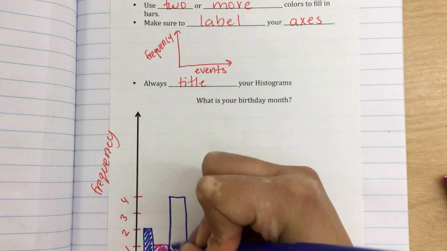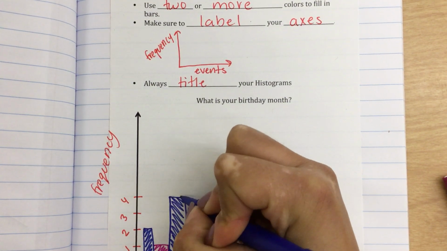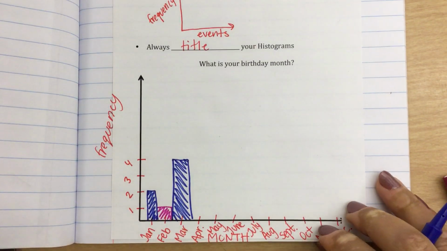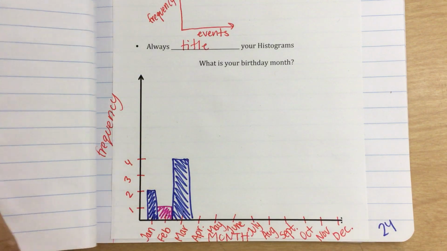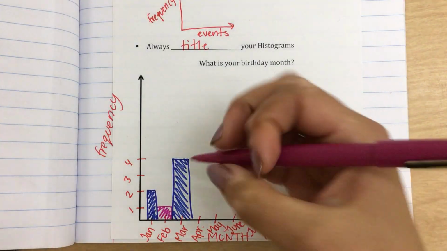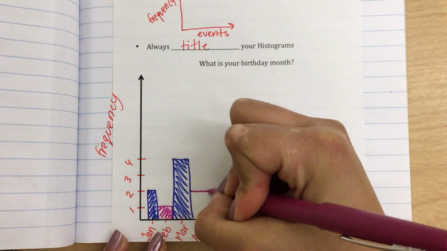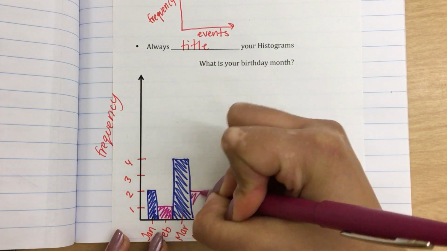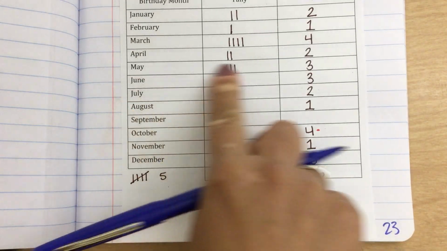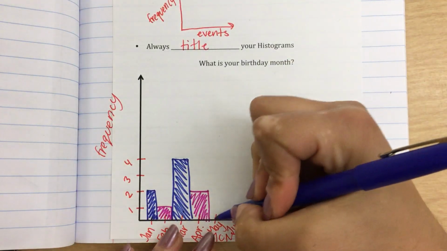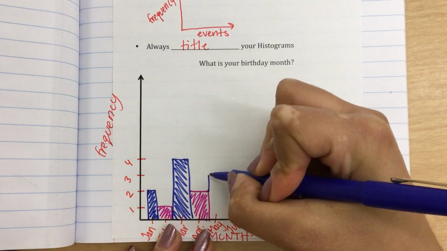March had 4, so I'm going to go all the way up to 4 in March. And remember, you're using 2 colors or more to create your histogram. So if you only have a pencil, you could do this one gray, that one blank, that one gray, or you could use your highlighter. April had 2, so I'm going to go all the way up to 2 on April. Color that in. May had 3, so I'm going to go up to 3 in May.